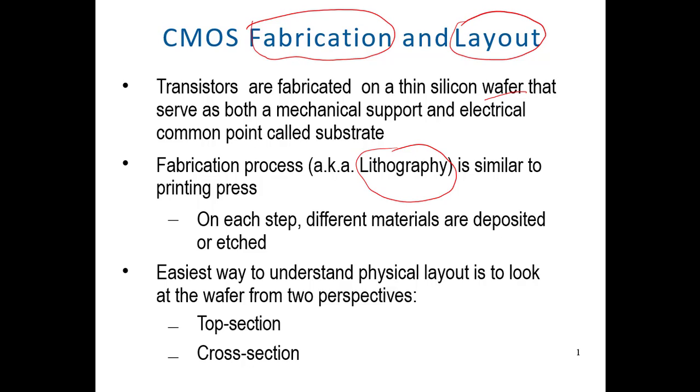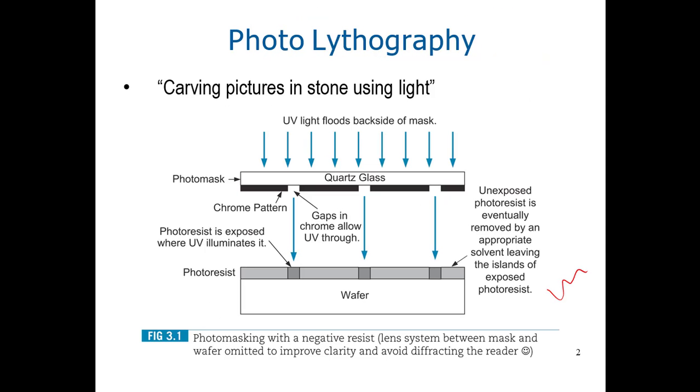And in particular, two views are important to understand. One is the top view, if you are looking at the silicon from the top, and the other is the cross-sectional view, in which you cut the silicon through the middle and see what's inside. So we will have a look at both views and try to understand how things look.